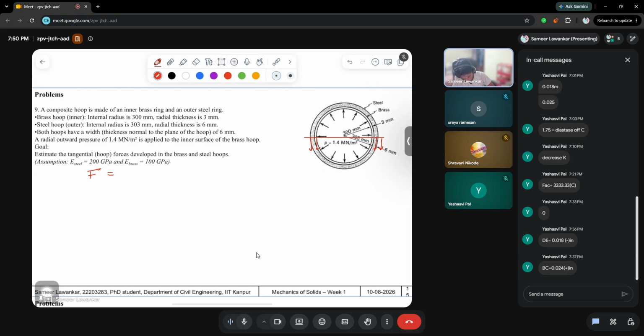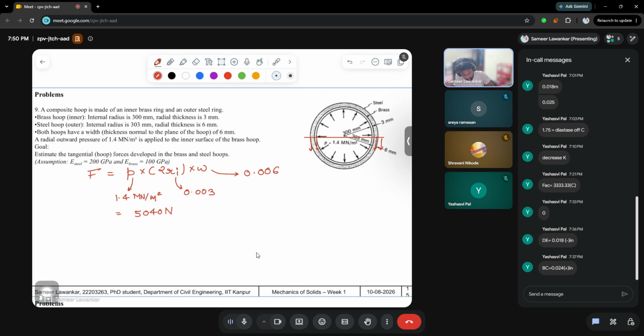The total force is nothing but P multiplied by the internal radius and the width, where P is the internal pressure. You know the value of P, that is 1.4 mega Newton per meter square. The internal radius is given as 3 mm, or 0.003 m, and the width is given as 0.006. Solving this, you will get the value as 5040 newtons.